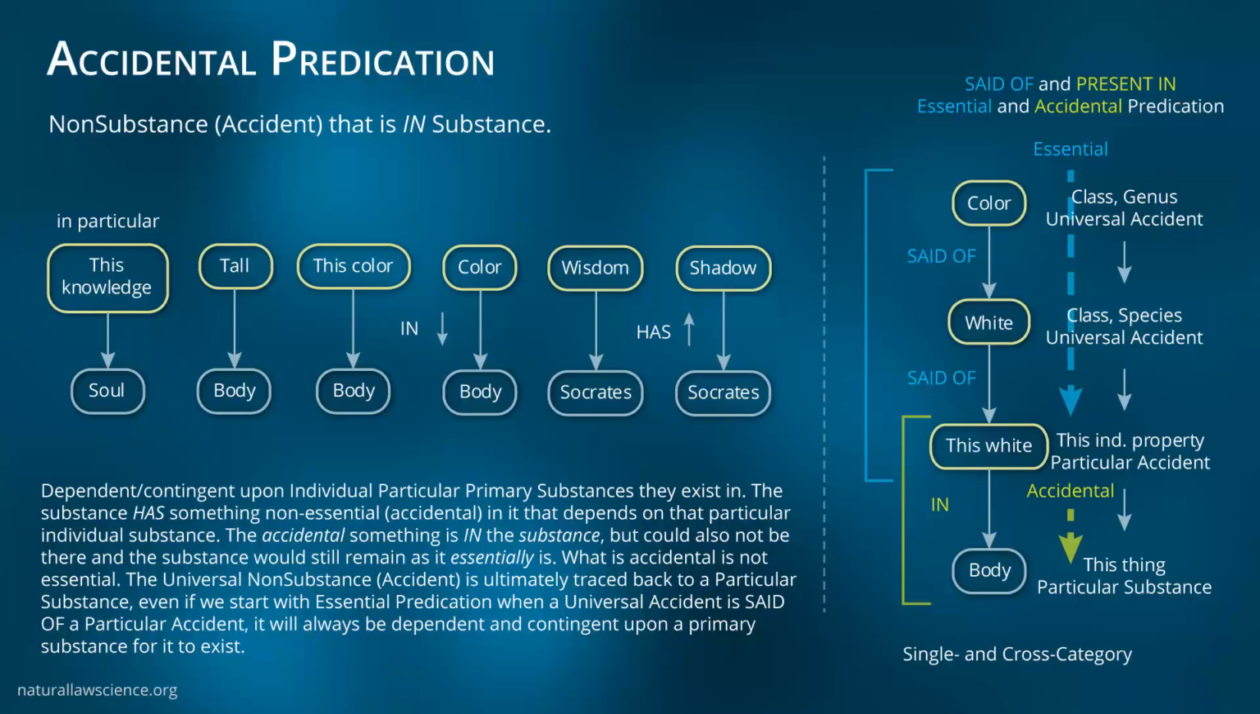And that's what the single and cross category predication shows. No matter how far you go within the essential predication of accidents themselves, you're always going to switch up to accidental predication in order to relate the accidents to a particular substance.